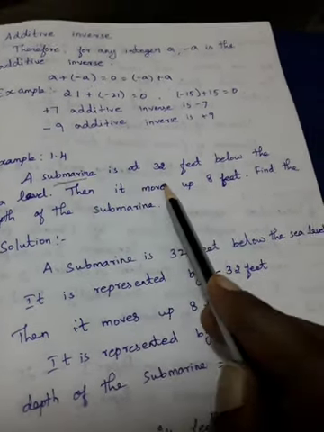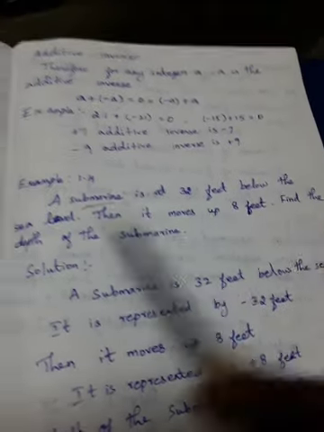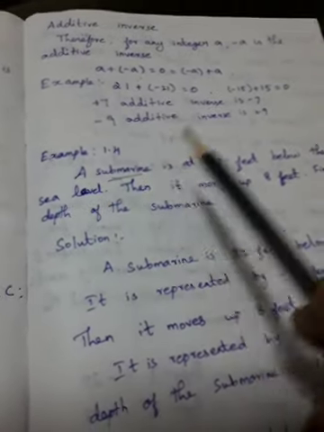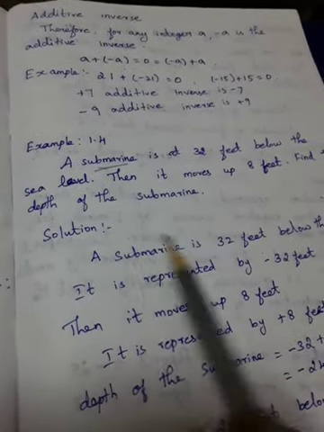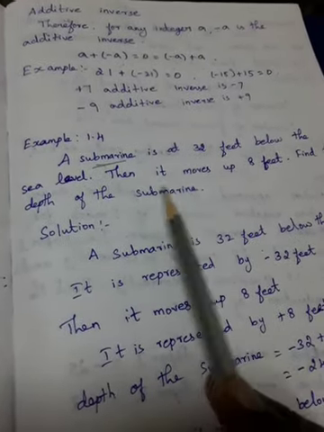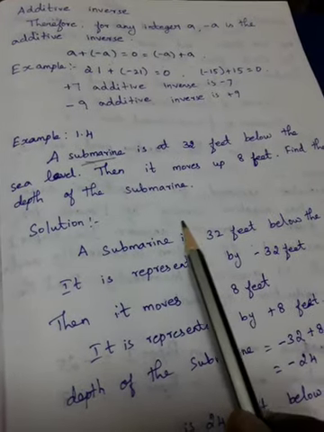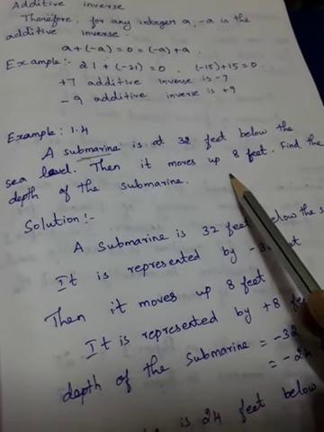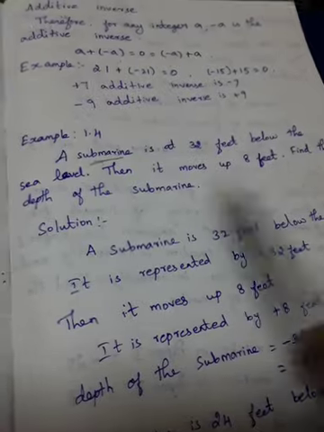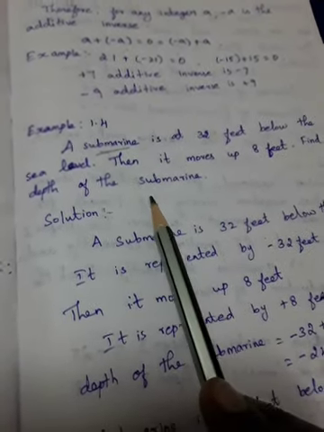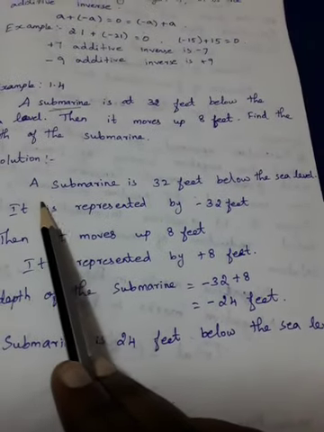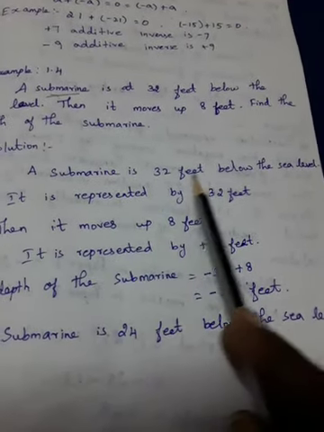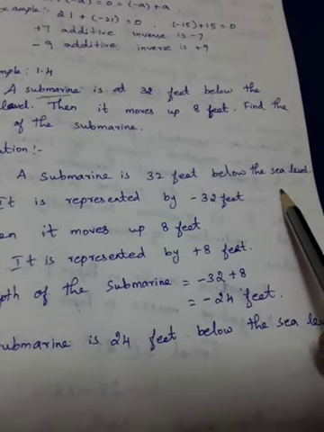A submarine is at 32 feet below the sea level. Then it moves up 8 feet. Find the depth of the submarine. First, what is the position of the submarine? A submarine is 32 feet below the sea level.